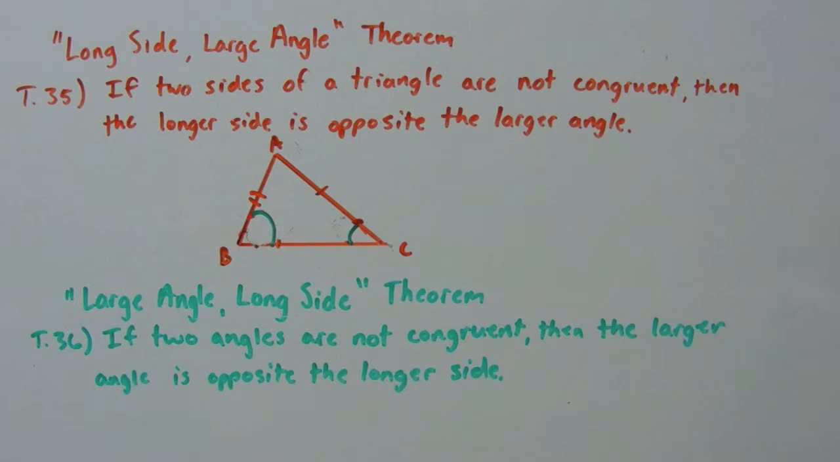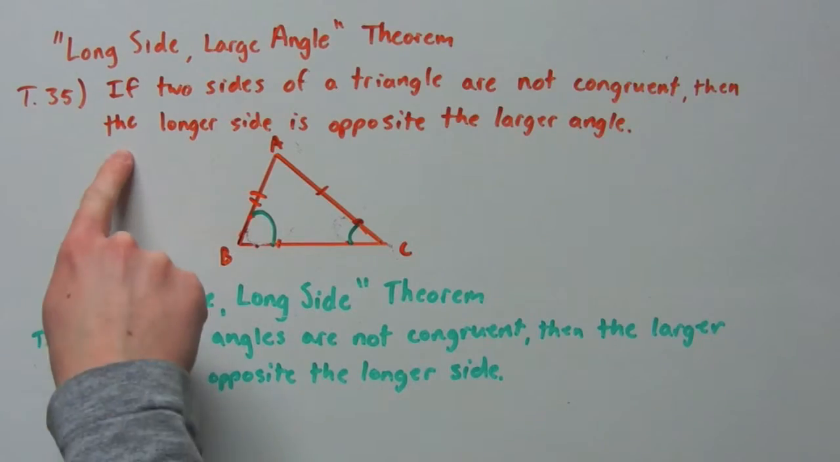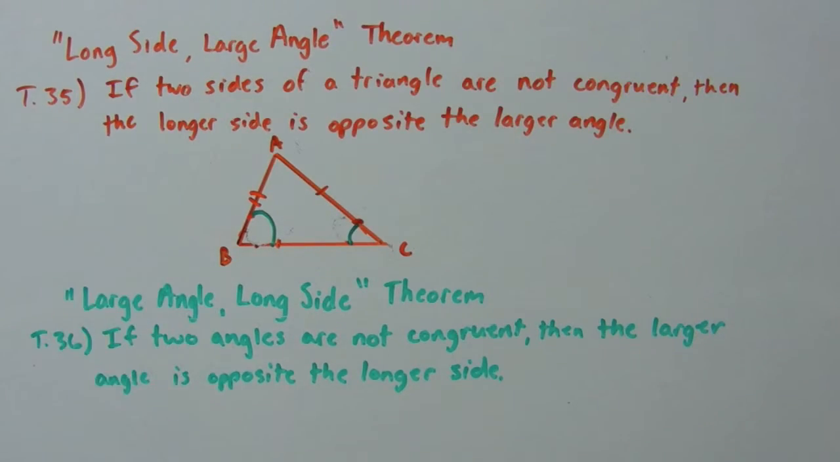So the first theorem says that if two sides of a triangle are not congruent, then the longer side is opposite the larger angle. And the second theorem says that if two angles are not congruent, then the larger angle is opposite the longer side. One theorem, the given information is the sides, and the other theorem, the given information is the angles. Let's prove T35.